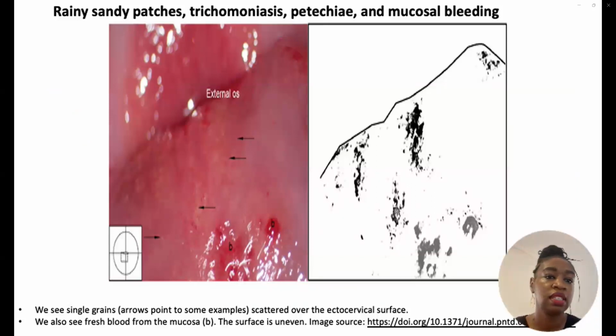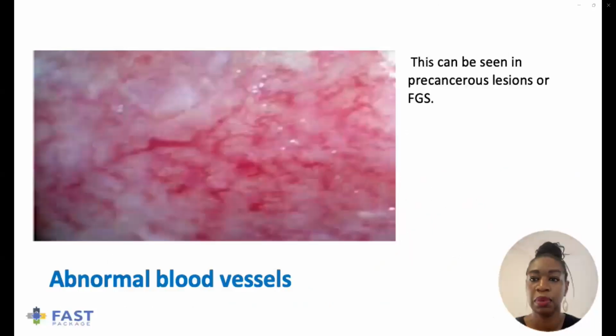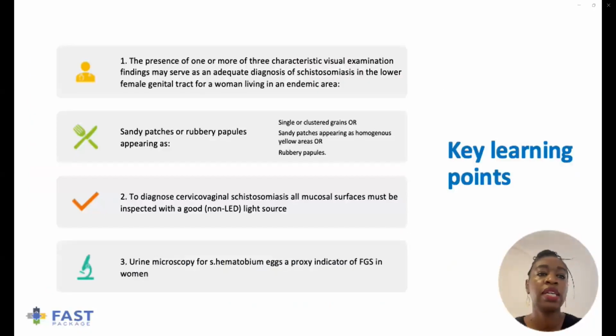Then you can still see some of the sandy grainy appearances, as well as the areas of petechial hemorrhages and the abnormal blood vessels. So our key learning points out of this module are: when you're doing the speculum exam, there are three things you must have in mind that you want to check when you're looking at the lower genital tract. And these are the sandy grainy patches, or the homogeneous yellow patch, or the rubbery papules.